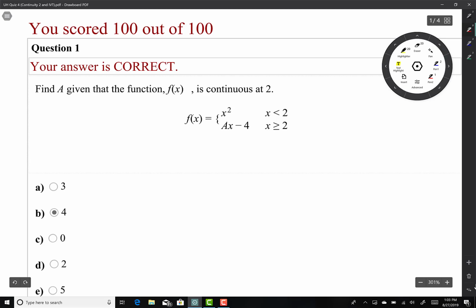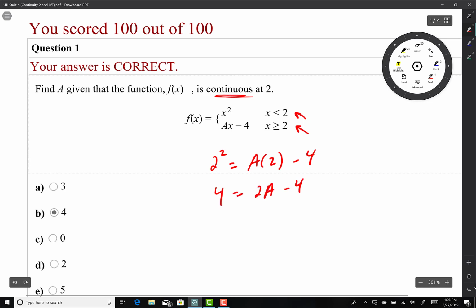So the first thing we do, it says find a, given the function f of x is continuous. So they're telling us it's continuous, so you want the left side to equal the right side. So you plug in a 2. So 2 squared equals a times 2 minus 4. So 4 equals 2a minus 4.